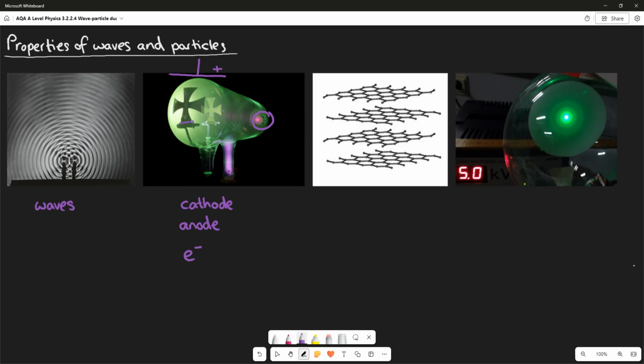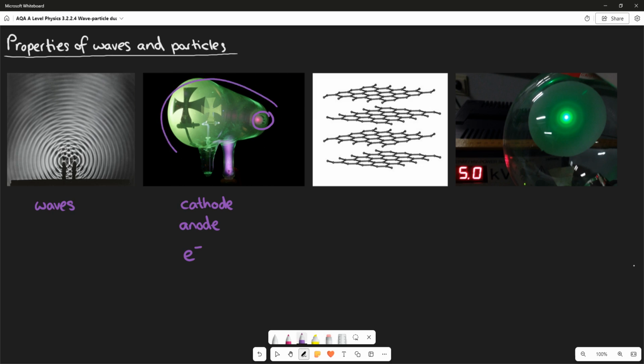So instead of having the cross in this position, the cross would be slightly above. So we can deflect the path of the electrons using a charged plate. And we can do something very similar using a magnet as well.